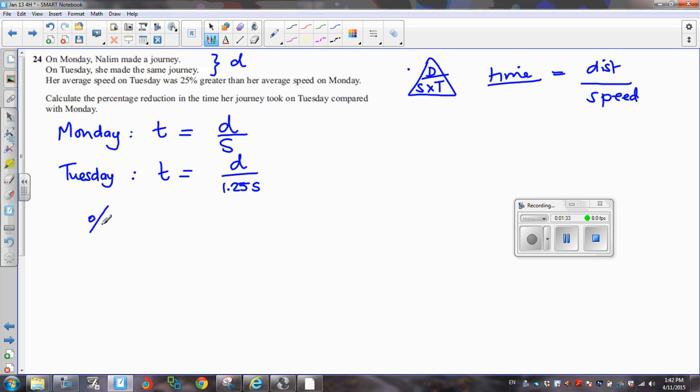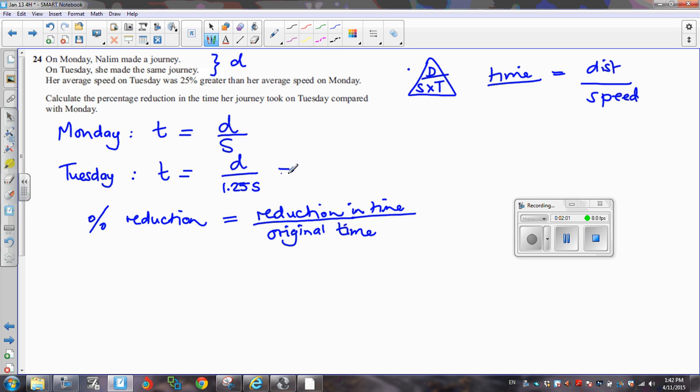Now to work out her percentage reduction, this is general, it wouldn't matter whether it was profit or loss. We're going to work out what the reduction is in the time, divided by what her time was originally. So it's the reduction in time, how much her time has reduced by, divided by the original time.